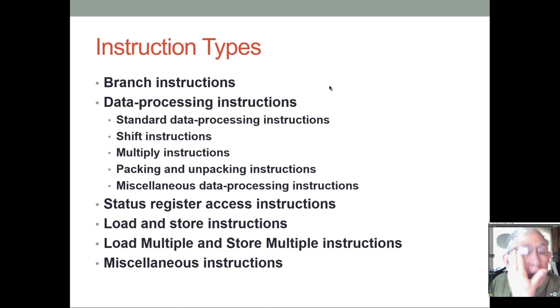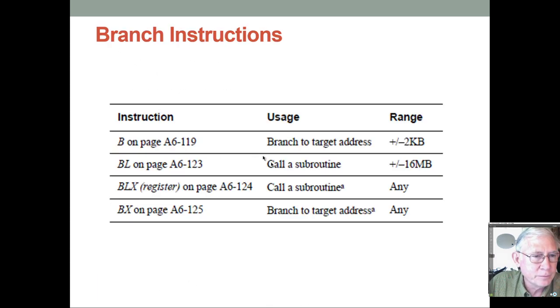All right, so what are our instruction types besides the loads and stores? So branch instructions, data processing, we talked about some of these already, status register access instructions, load and store, and then load multiple and store multiple. This is where you can actually load or store multiple bytes or multiple 32-bit words, and even multiple 64-bit words, I think. Well, I don't know about that, but for sure multiple 32-bit words. And then there's some miscellaneous stuff, like no ops and other things.